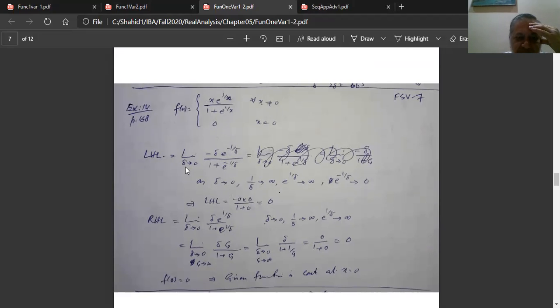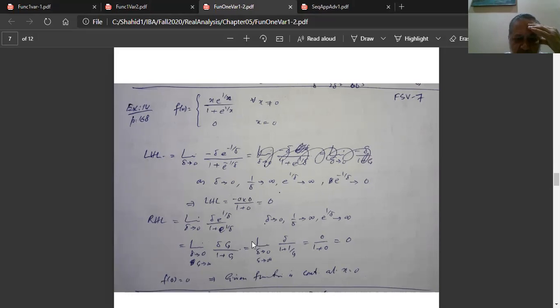So left hand limit, 0 minus delta. As delta approaches 0, 1 upon delta approaches infinity, e raised to power 1 upon delta approaches infinity, whereas e raised to power minus 1 upon delta approaches 0. So 0 into 0 divided by 1 plus 0 is 0. प्रॉब्लम जब होती है जब न्यूमरेटर और डिनोमिनेटर दोनों 0 आ जाएं, लेकिन ऐसा नहीं हो रहा, लिहाजा लिमिट 0 आ रही, लेफ्ट हैंड लिमिट.